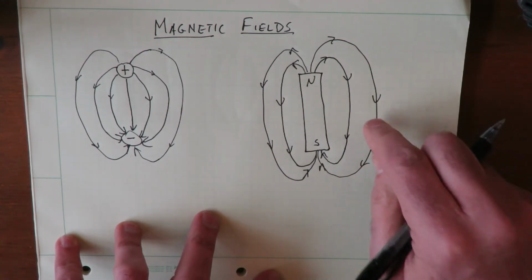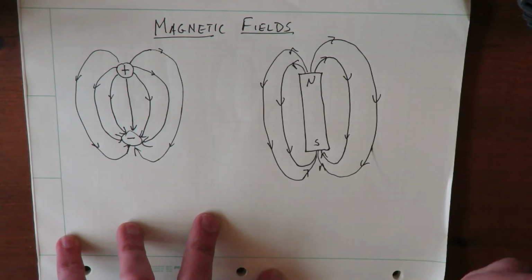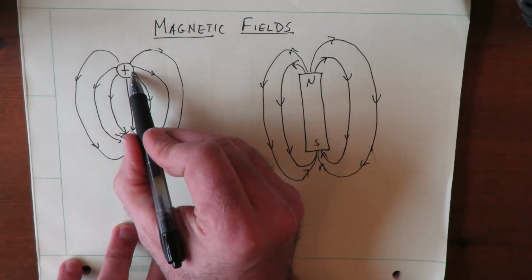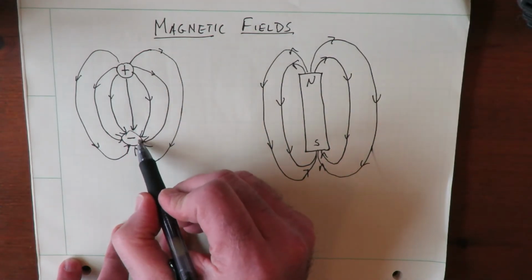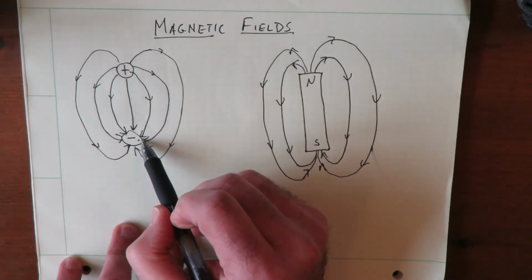But there are some very important differences between magnetic fields and the electrical fields. First, electrical fields start at the positive and end at the negative. So the field lines for an electrical field have a start and an end.